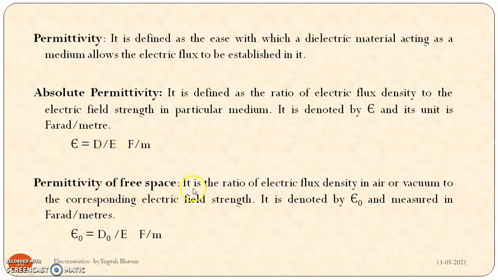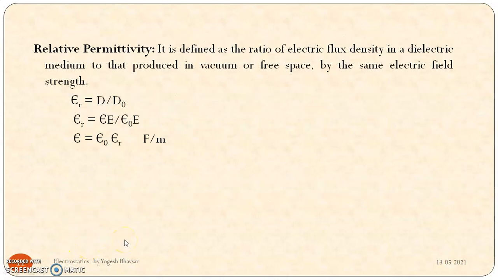Similarly, the permittivity of free space is the ratio of electric flux density in air or vacuum to the corresponding electric field strength in air or vacuum, denoted by epsilon 0 and measured in the same unit, farad per meter. So epsilon 0 is equal to D0 by E.